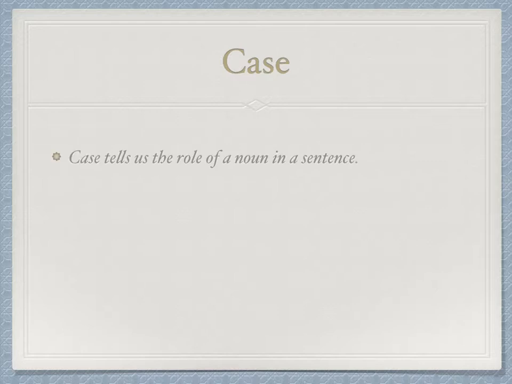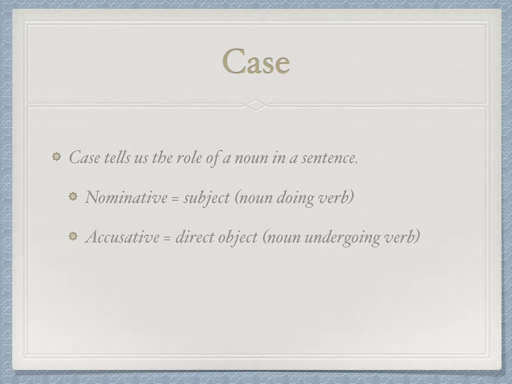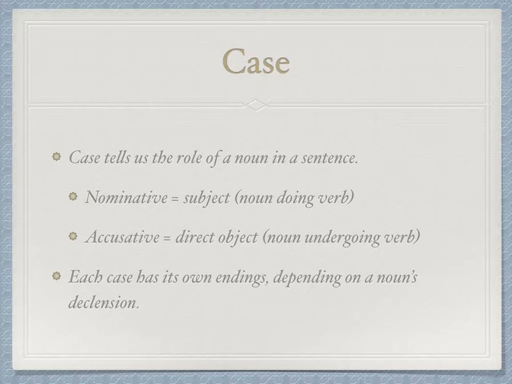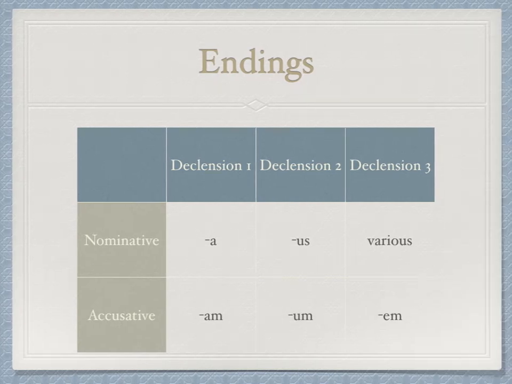So case in Latin tells us what the noun in the sentence is doing. The nominative case is used for the subject, that is the noun which is doing the verb. The accusative is used for the direct object, and you'll remember that is the noun undergoing the verb. Each of these cases has its own ending, and this depends on a noun's declension, which is the group it comes in. Here is an important table which you need to make sure you have copied down.